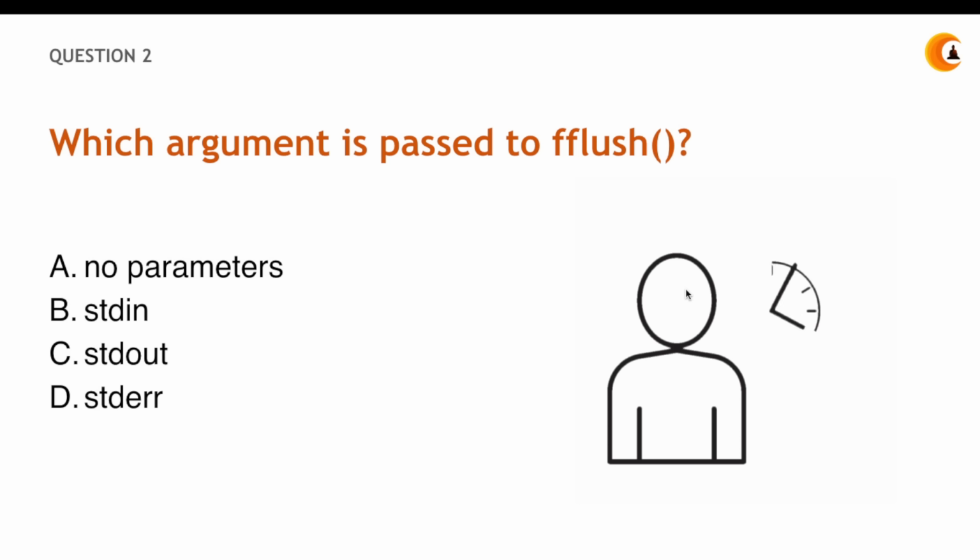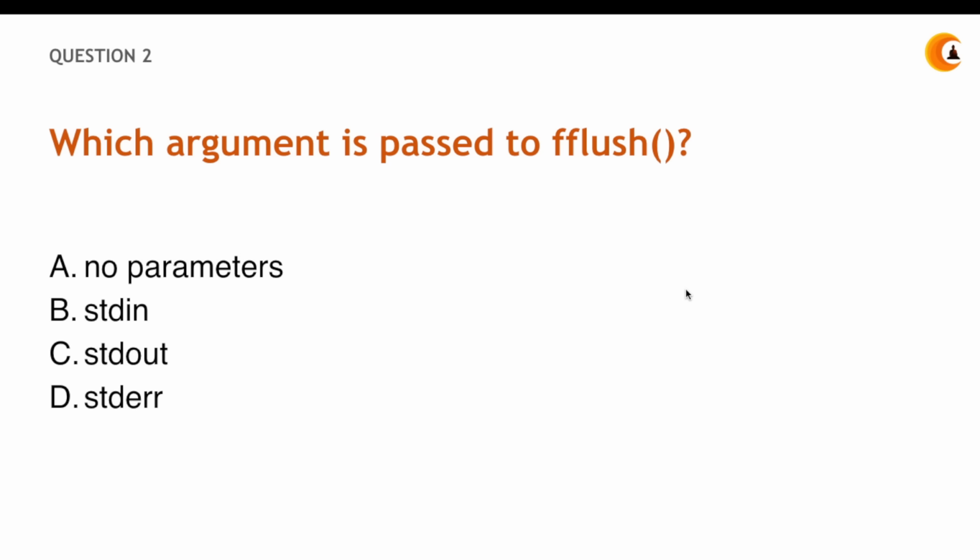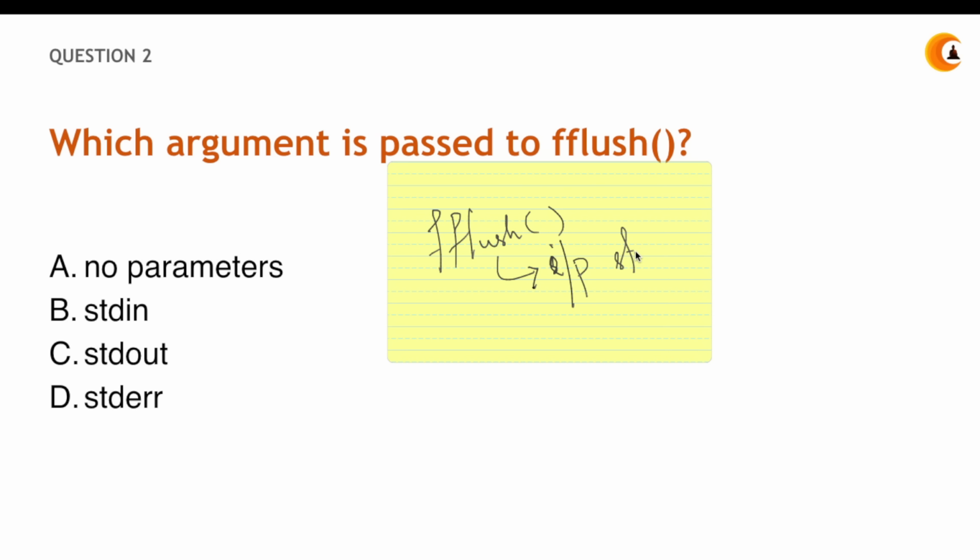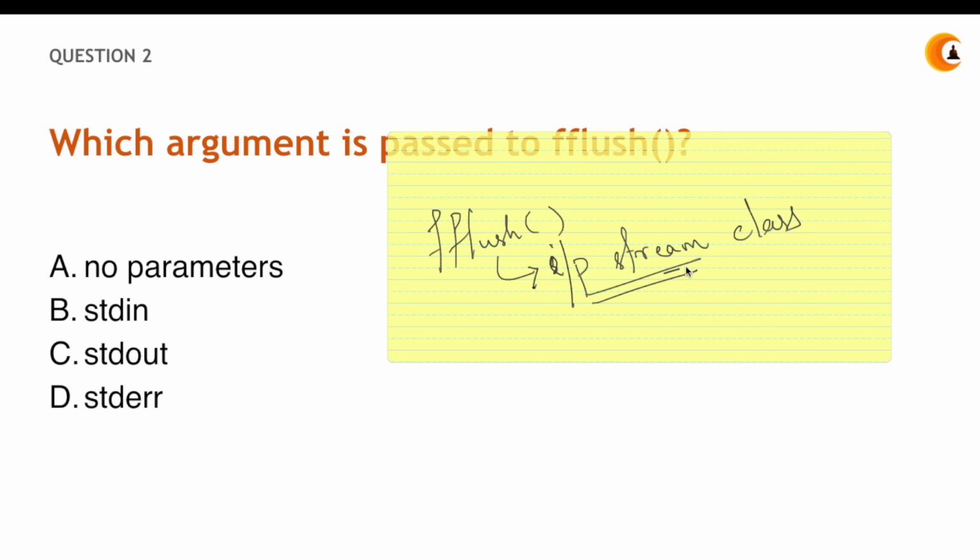I suppose we all know what the answer should be of this question. Okay, so this flush is basically used to flush out the input stream. So it is a part of what? It is a part of the input stream class. That means whatever is taken as an input, that shall be flushed out, and that's when we use flush.